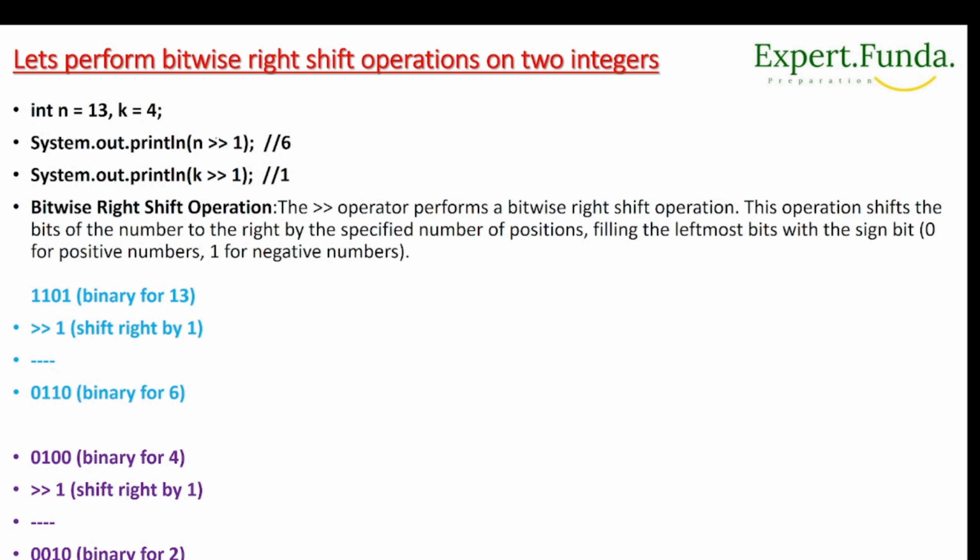If you do a right shift of 13 by 1, you will get 6, and for 4 you will get 2. How do you get that? For 13 we have 1 1 0 1. If you want to make one shift, the last bit drops off, so it becomes 1 1 0, which is the binary representation of 6. Shifting 4 by one gives 2.